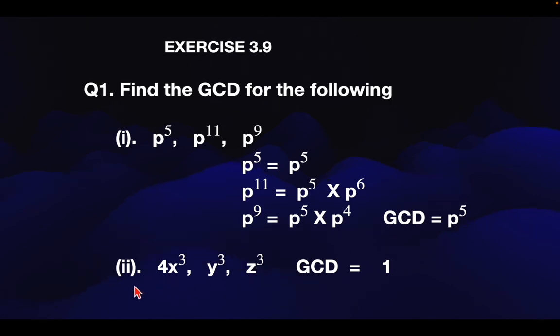Next sum, these are the three polynomials: 4x cube, y cube, z cube. First look at the coefficients of these terms: 4, 1, 1. What is the common divisor? It is 1 only. And look at the variables. There are no common variables. Here it's x, y and z. So again 1. So GCD is equal to 1.